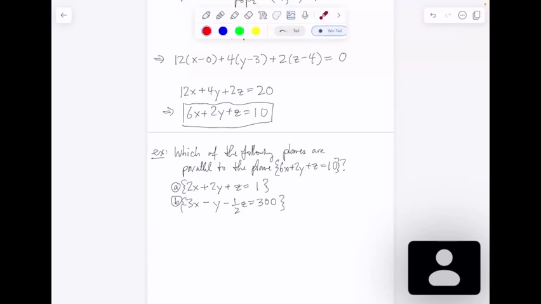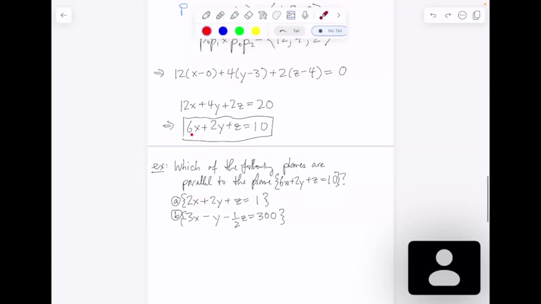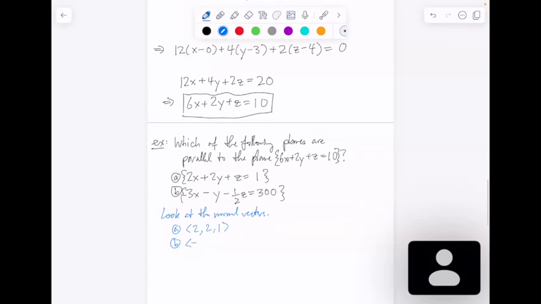And so what's the strategy here? It's to read off exactly what the normal vectors are. Okay, so one thing is, when it comes to planes, you get a lot of these equations floating around, but really everything you need to know about planes is encoded in the normal vectors that are associated with them. All right, so just look at the coefficients to get the normal vectors. So for A, the normal vector is (2, 2, 1), and for B, the normal vector is (-3, -1, -1/2).